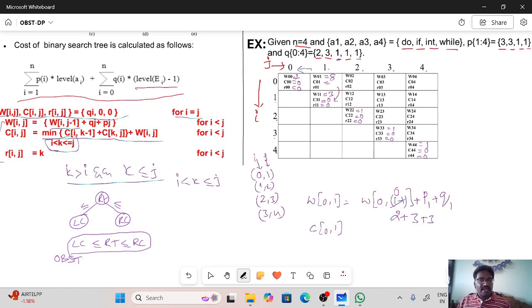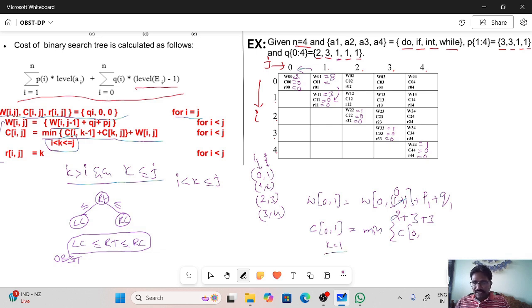So C of I, k minus 1 plus C of k to j. What is the minimum we are getting? That one plus weight of Ij. So now we are going to find this minimum of the cost of I. What is our I? 0 comma. What is the k possibility? k must be greater than 0 and less than or equal to 1. That is nothing but it having only 1, k equal to 1.